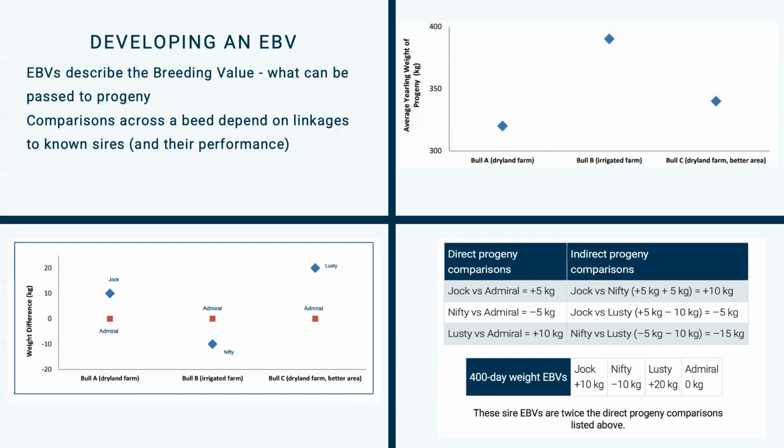However, if we were to introduce another bull, so we introduce what they call a link sire, which in this case is the red square boxes down here. This bull is used across all three locations. And he gives us the baseline that allows us to do the comparisons, and so takes away the environmental impact that we're seeing expressed across those three locations. So while you can make some direct progeny comparisons between properties, you can also make some indirect progeny comparisons across the locations due to those links.